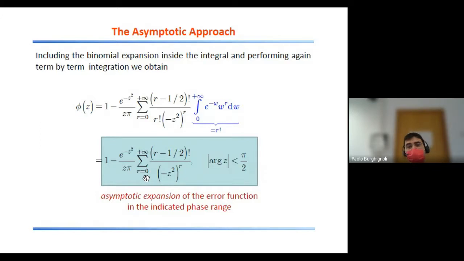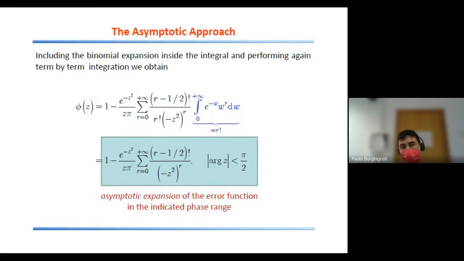And then there is an infinite series. That's a ratio of a factorial in the numerator, r minus 1/2, and the power in the denominator, minus z squared to the rth power. This is valid, again, if the argument of z is in absolute value less than pi over 2. And that's an example of an asymptotic expansion of the error function, valid in the indicated phase range, that is in a certain sector of the complex plane.